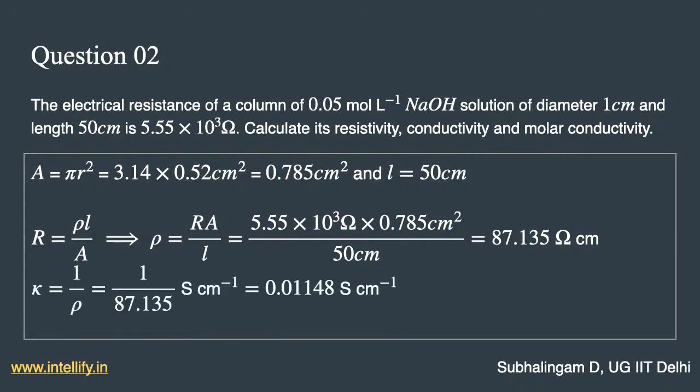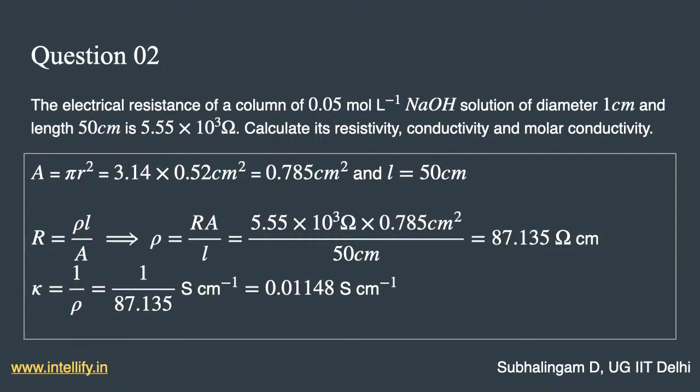Conductivity is just its inverse. So kappa is equal to 1 by rho, that is 1 by 87.135 Siemens centimeter inverse, which is 0.01148 Siemens centimeter inverse. So two parts of the question are solved.